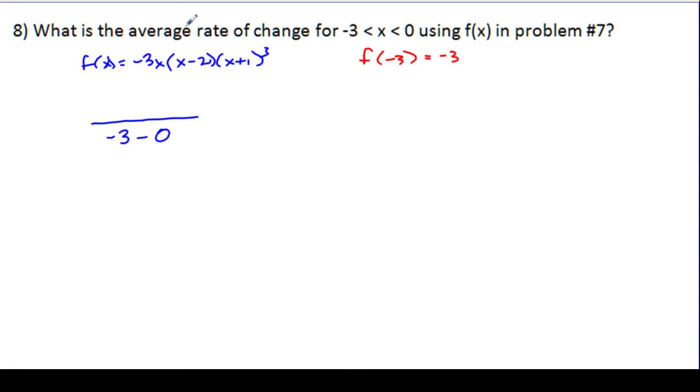Let me get rid of that. Okay, -3 times -3, times -3 minus 2, times -3 plus 1 cubed. So let's simplify this in pieces.